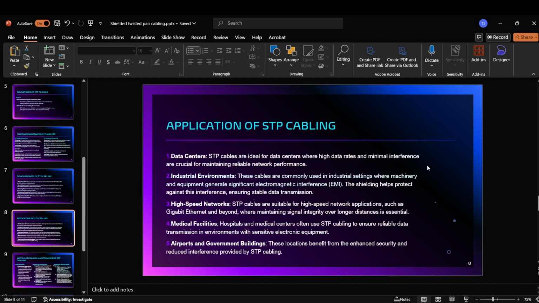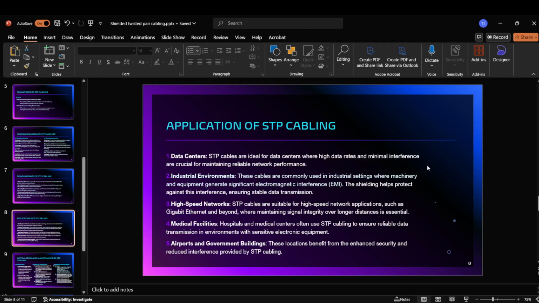Next is high-speed networks. STP cables are suitable for high-speed network applications such as gigabit internet and beyond, where maintaining signal integrity over long distances is essential.